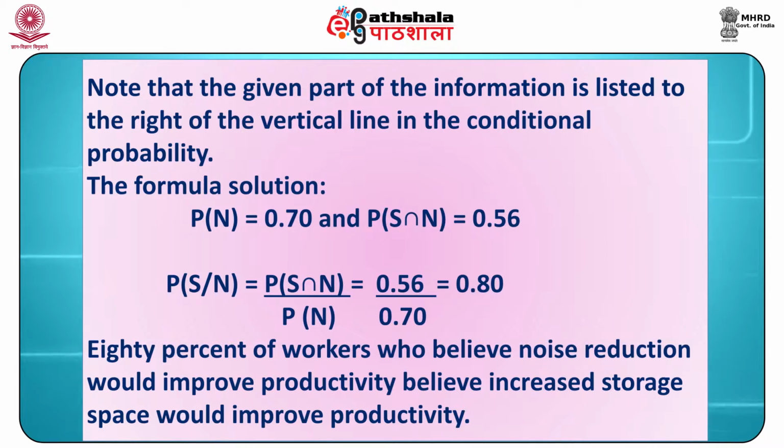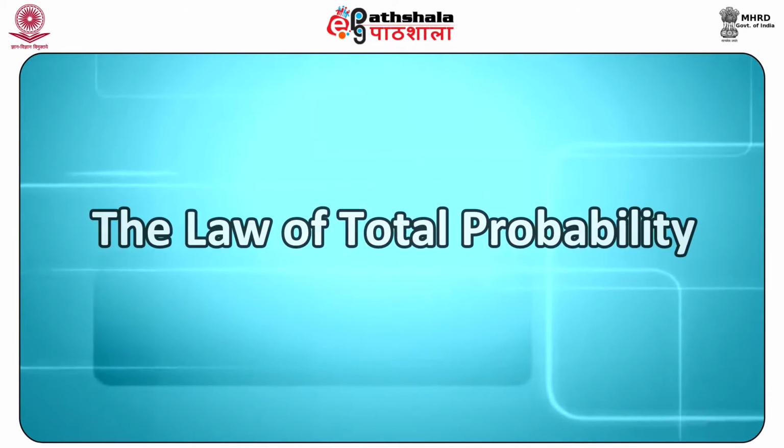P(N) is equal to 0.70 and the probability of S intersection N is equal to 0.56. The probability of S given N is then equal to the probability of S intersection N divided by the probability of N, which is equal to 0.56 divided by 0.70, which is equal to 0.80. So, 80% of the workers who believe noise reduction would improve productivity believe also that increased storage space would improve productivity.